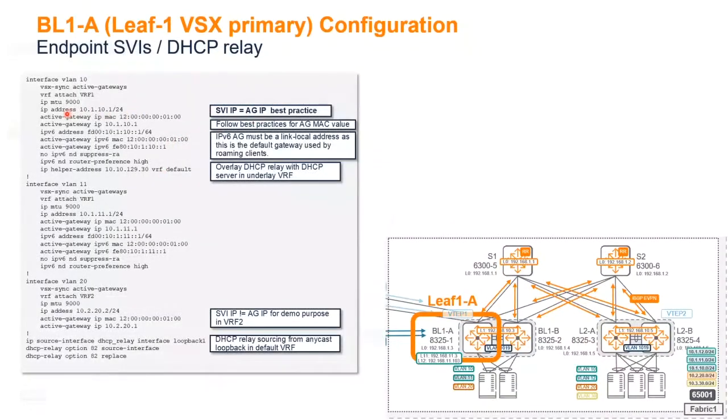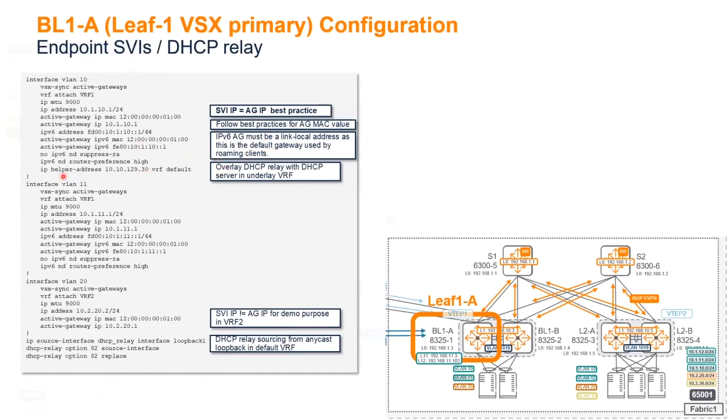Okay. Here I anticipate the next release, so I use SVI IP identical to active gateway on VRF1. On VRF2, I use a different IP so that in the single slide you have two models, but you can articulate those differences if you want. Please follow the best practice for the MAC address used for active gateway. In the VSX, you have a best practice for that. The IPv6 active gateway, again, this is for single fabric only, must be a link local address. This is the one that is used for roaming clients.